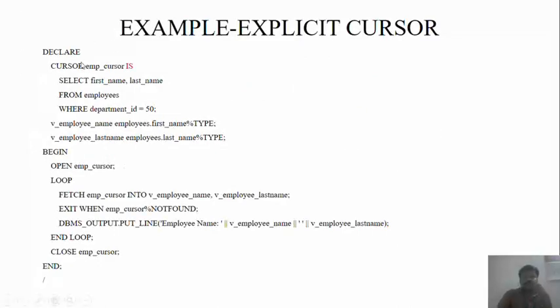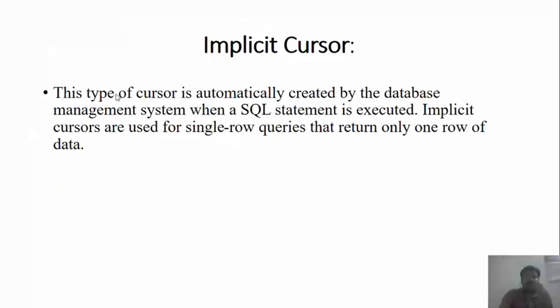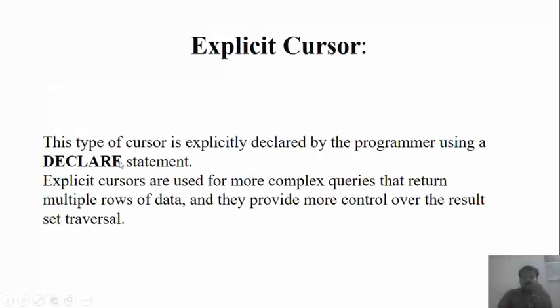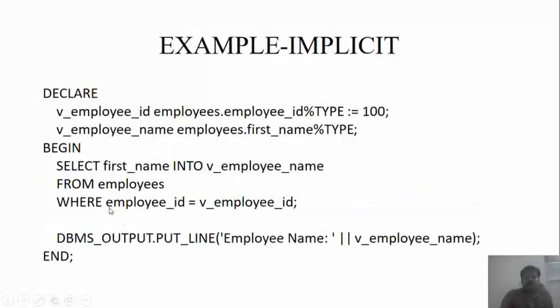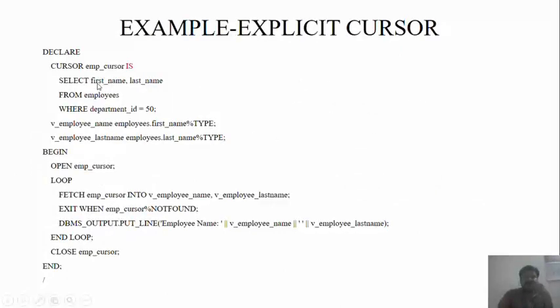This is an explicit cursor. Declare cursor emp_cursor, a name that we have given, is select first_name and last_name from employees where department_id equal to 50. We are giving the department ID. See the definition: an implicit cursor automatically executes and is used for single row queries, returning only one row of data, whereas an explicit cursor is used with a declare statement and handles multiple rows of data. Then v_employee_first_name employees.first_name%type and v_employee_last_name employees.last_name%type.